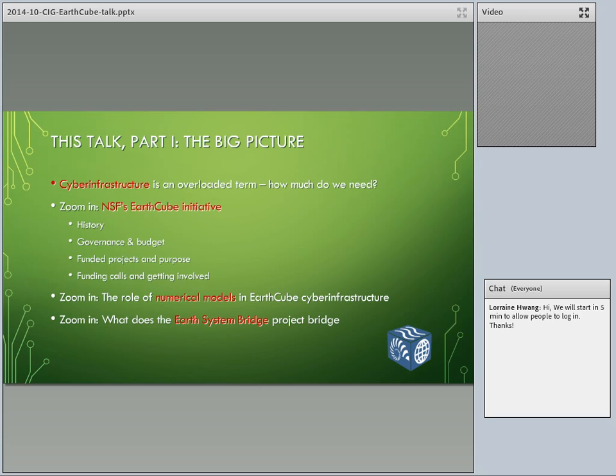What does it actually bridge? And then we'll get to some finer details, but we'll see how it goes. It's a very involved talk. I'm trying to cover a lot of ground. I do hope that you'll have a chance to ask questions later.